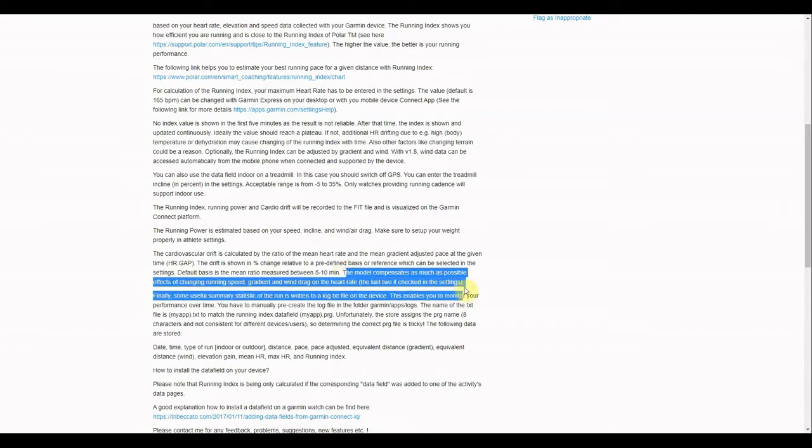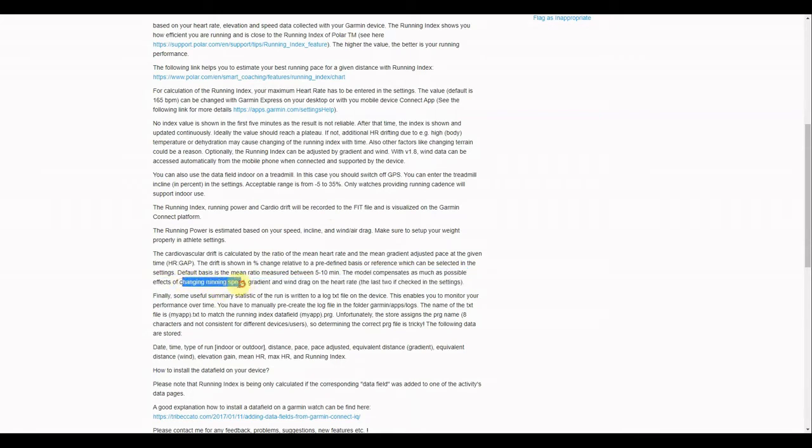Also, they try to compensate for change in running speed, so gradient, as I said, and even wind. But you need to do something in the settings for that to happen. I will show you that later. So anyway, they're computing that, so it looks all well. The only difference is that they're not using first half and second half, but they're comparing the change in ratio compared to a benchmark that is computed between the first 5 and 10 minutes of your workout.